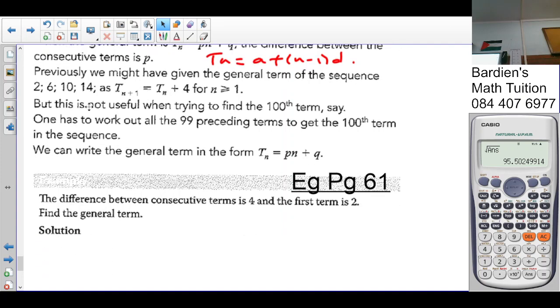But it's not useful to try and find the 100th term. Say once you have worked out all the 99 preceding terms, you get the 100th term in the sequence. We can write the general term in.